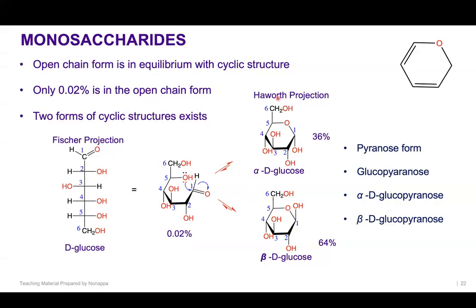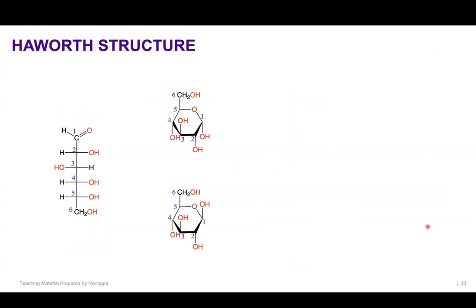Now, what is this structure? This is a pyranose form coming from this particular 6-membered ring structure here. And because it is glucose in its pyranose form, we call them glucopyranose. Now, this is alpha D-glucose in pyranose form, so we call it alpha D-glucopyranose. This is the beta glucose form, so this is beta D-glucopyranose. So now we have seen how to get this structure.